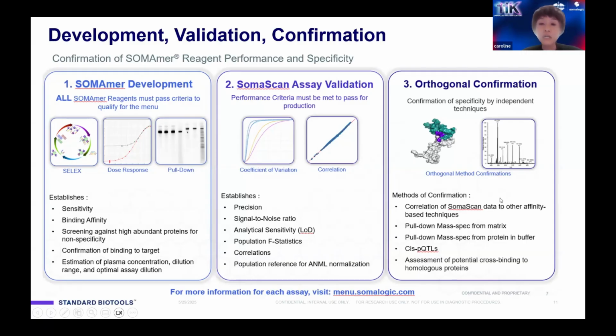And then for human plasma and serum, we have also built a population reference for normalization purposes. Over the last 20 years, there have been over 1,000 publications using the SomaScan platform. There are a lot of publications demonstrating that customers have used other methods to confirm that this SomaMer reagent is indeed pulling down the targets that they are interested in. These include, for example, using the ELISA technique for confirmation, mass spec technique, or cis-pQTL association.